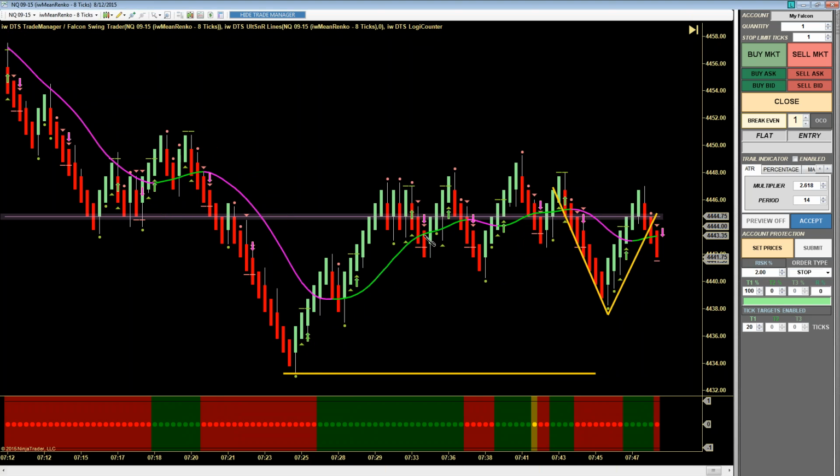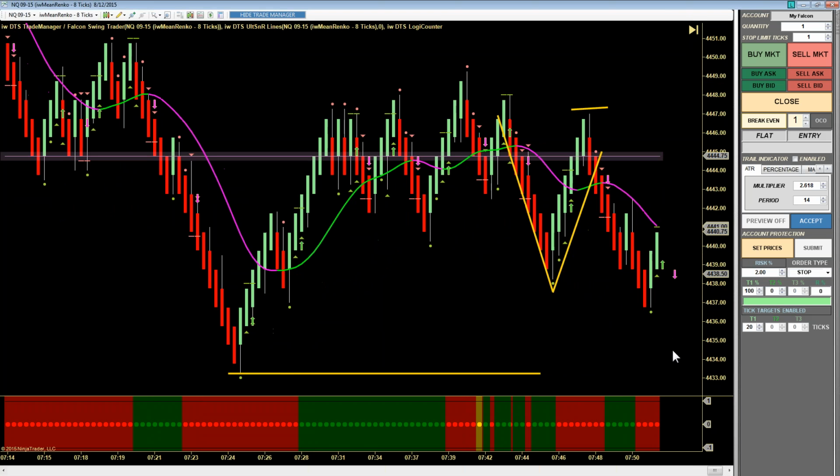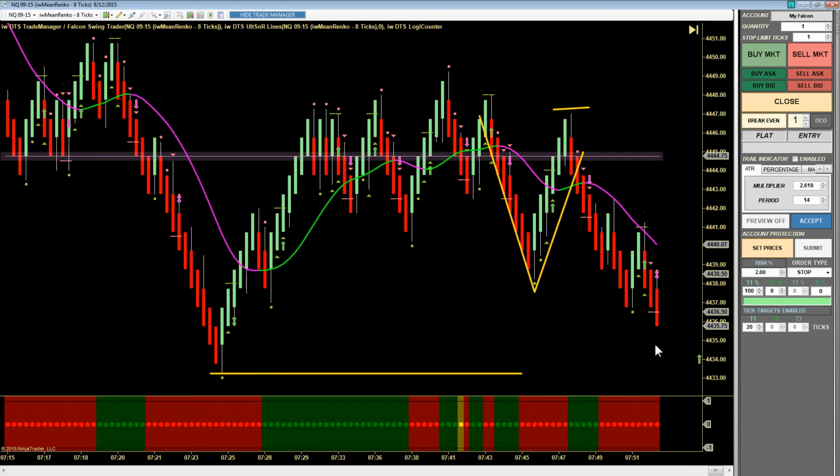All this time, we're not really generating a signal. You see, we have no confluence here. Our trend lines are flip-flopping, our filter is flip-flopping, but the market structure is saying, okay, now the sellers have control, and the sellers still have control because now we've made a new low.